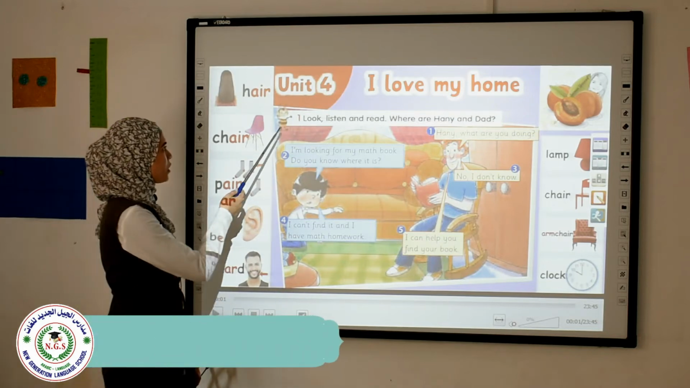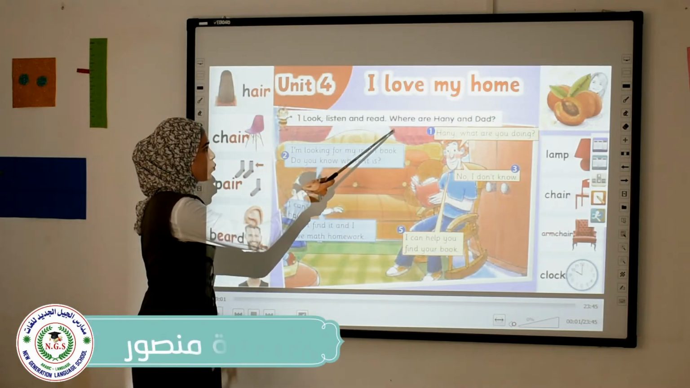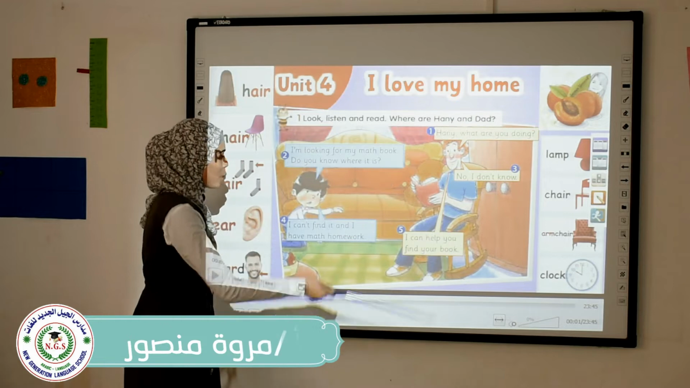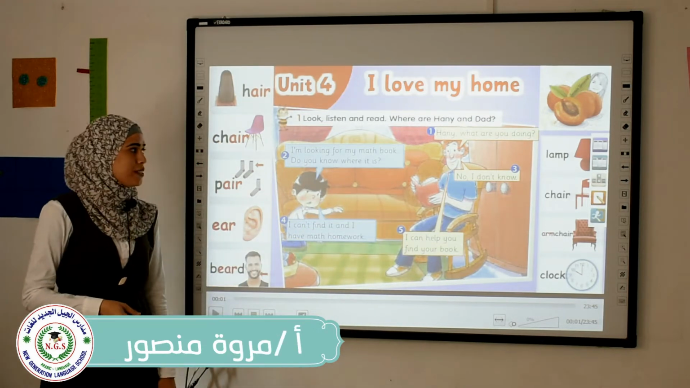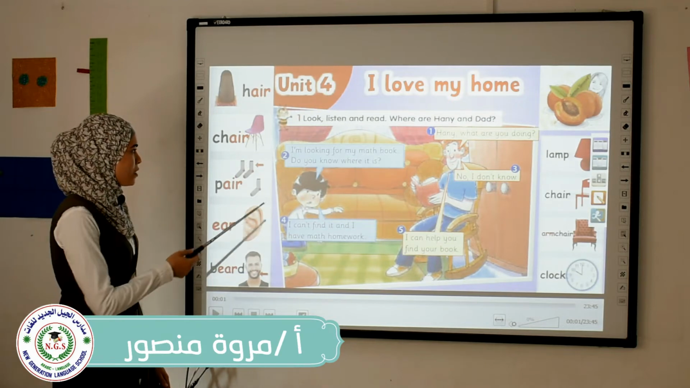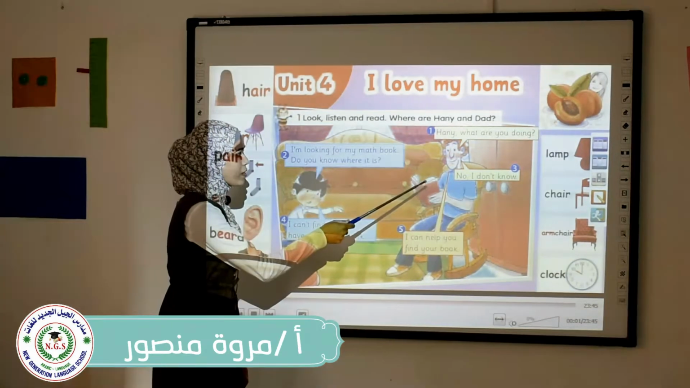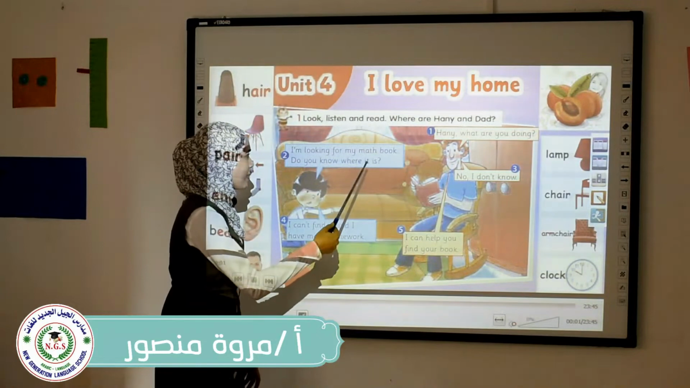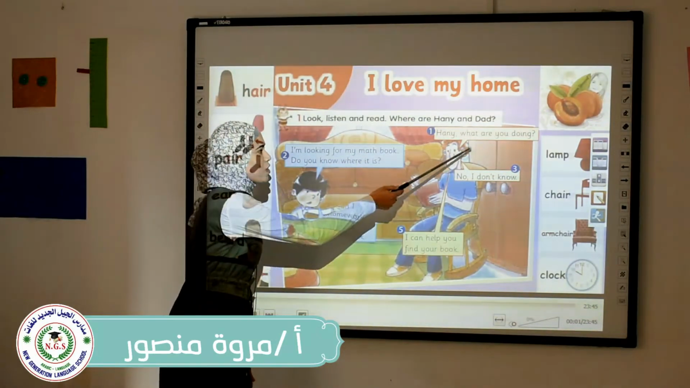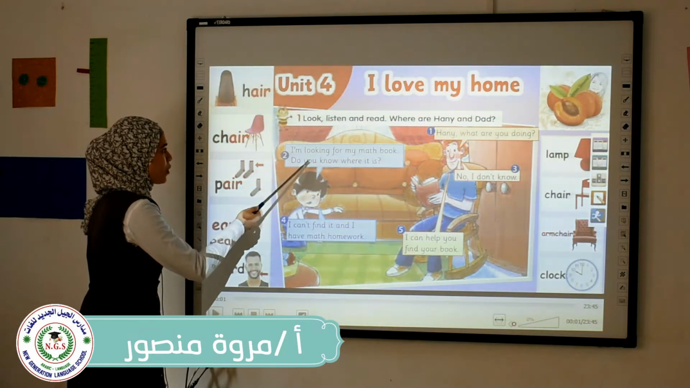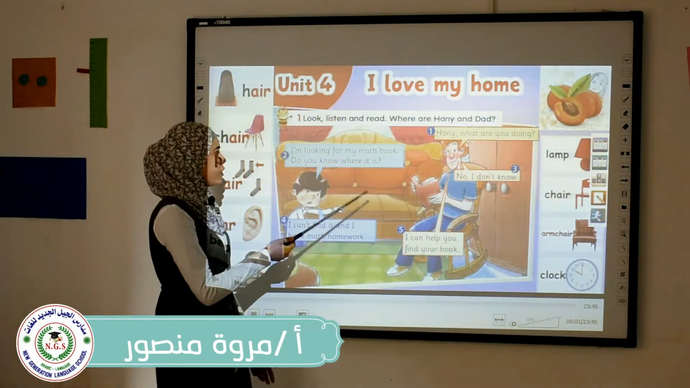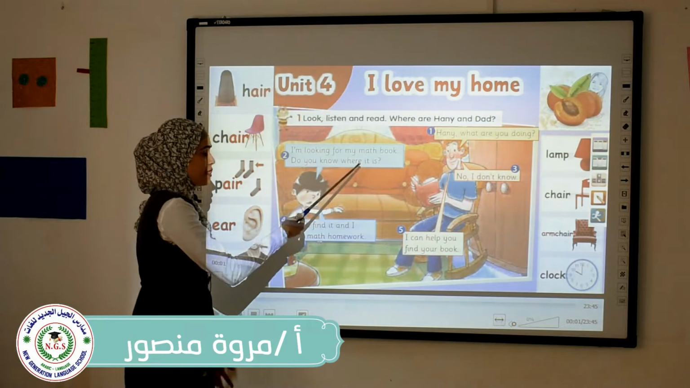Exercise number 1, look, listen and read. Where are Hani and Dad? We can see that Hani and his dad are in the living room. His dad starts to speak to Hani and says, Hani, what are you doing? Hani replies and says, I'm looking for my math book. Do you know where it is?